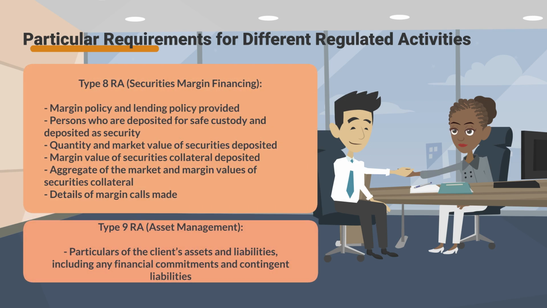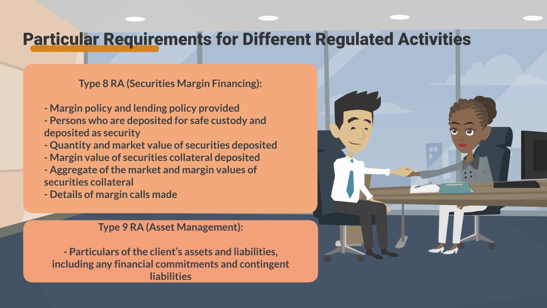For securities margin financing, which is classified as Type 8 regulated activity, the intermediary is required to maintain specific records. These records should include the margin policy and lending policy provided, as well as details about the securities and client collateral deposited with another party under an arrangement involving collateral interest. The records should also include information about the individuals with whom the securities are deposited, including the quantity and market value of the securities held for safekeeping and used as security for margin financing.